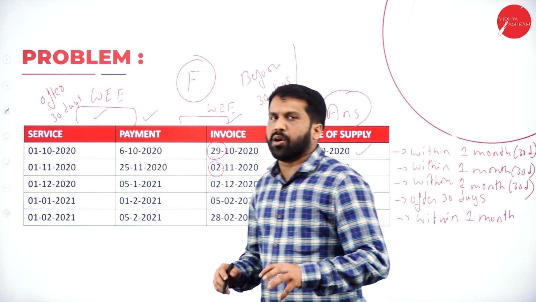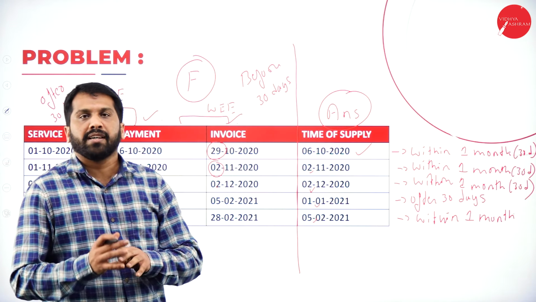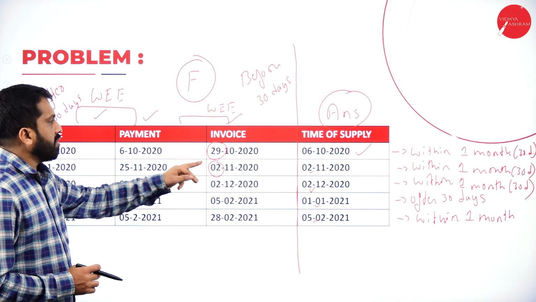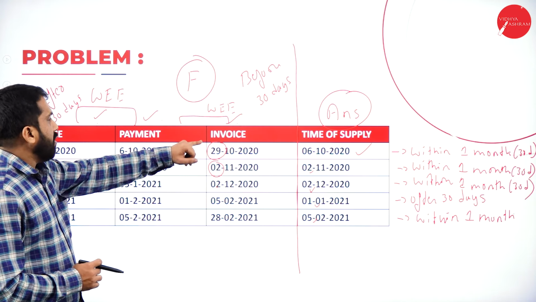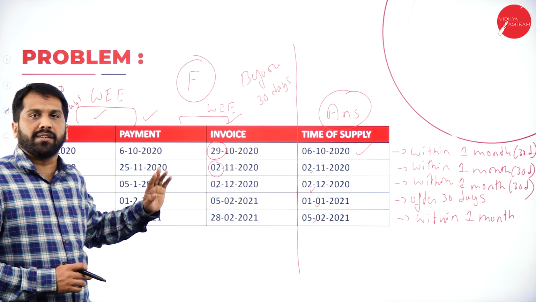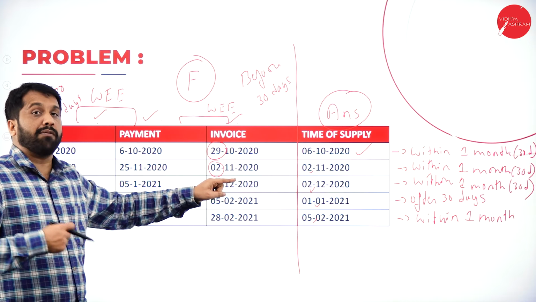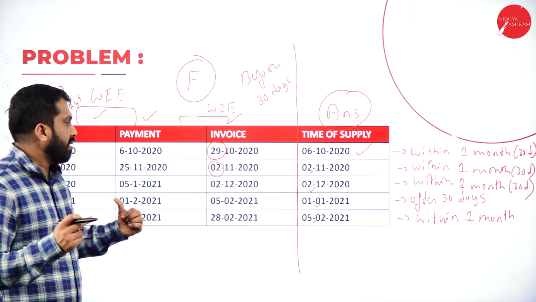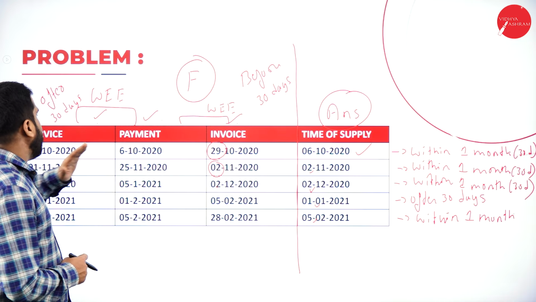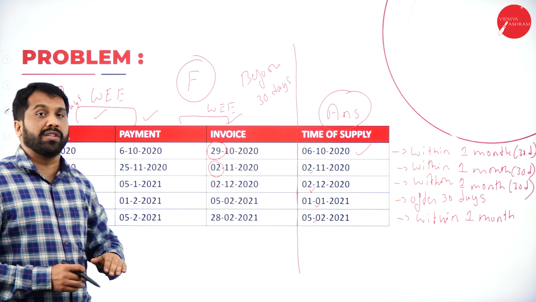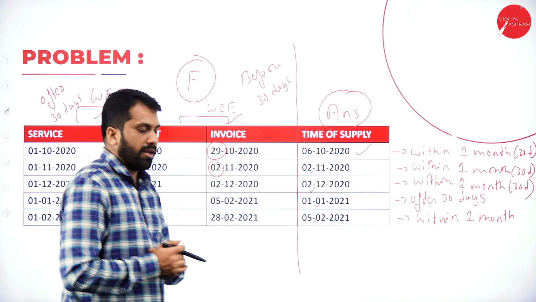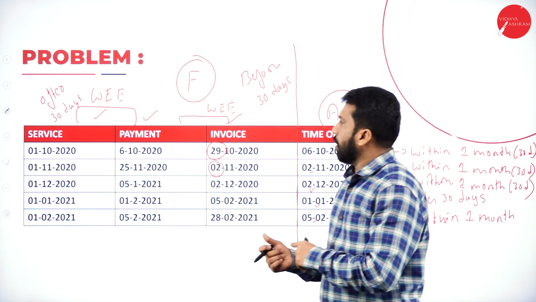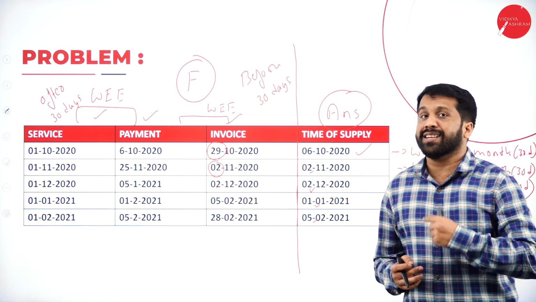Hope you are clear. This is all about your forward charges. Remember, if your invoice is made within 30 days of your service, then invoice or payment, whichever is earlier. If the invoice is made after 30 days of your service, then your payment or service, whichever is earlier. Hope you are clear. Good. So this is all about your forward charge. Now we'll go for the reverse charge.